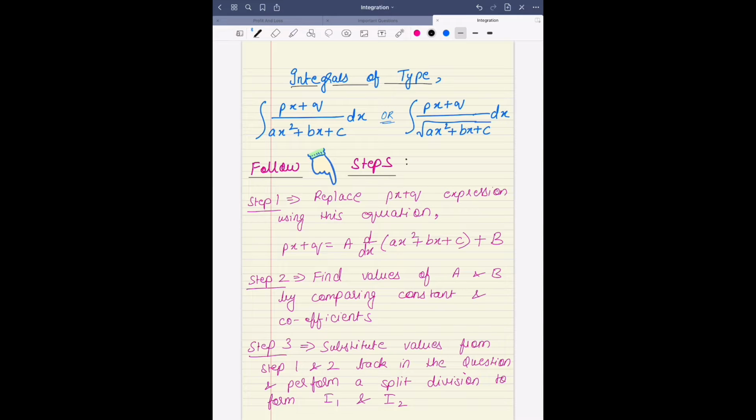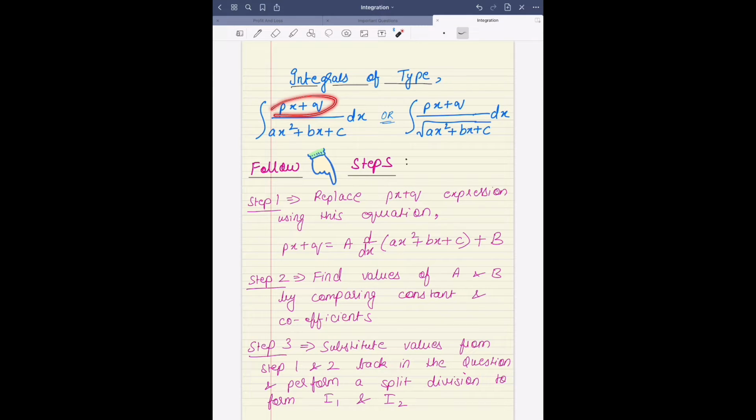Today we are going to learn integrals of type px plus q upon ax square plus bx plus c, or px plus q upon under root ax square plus bx plus c. If you see these kinds of expressions in your integration questions, for both these types you have to follow the same three steps.